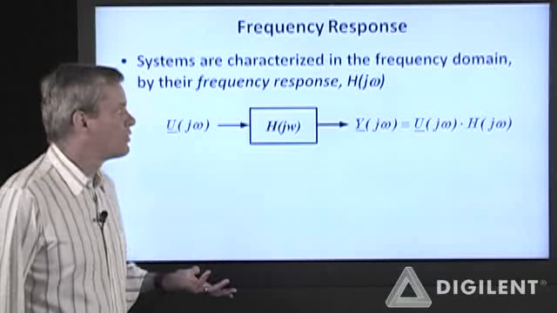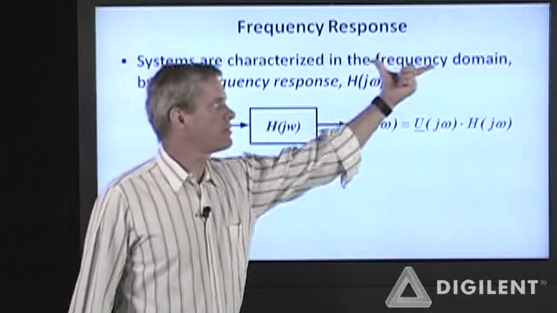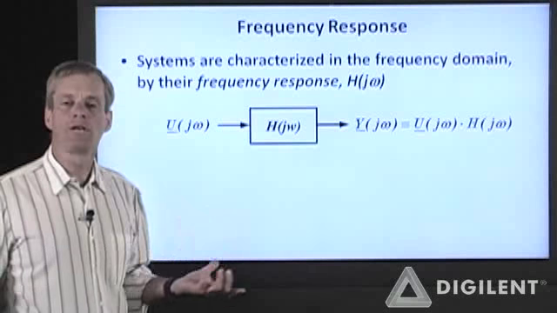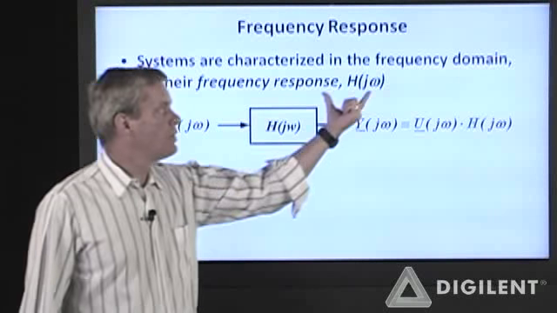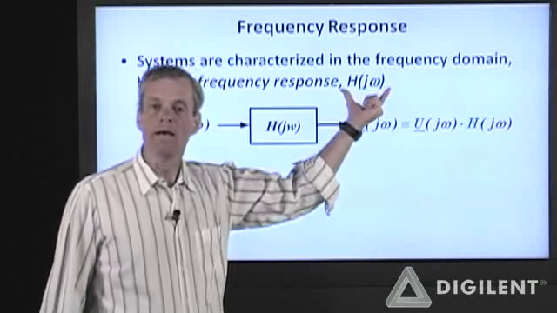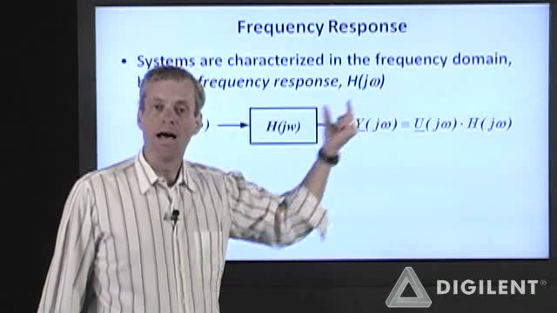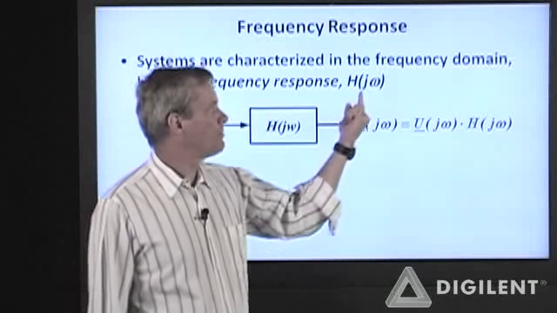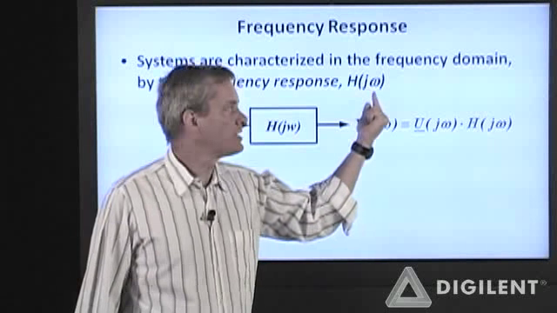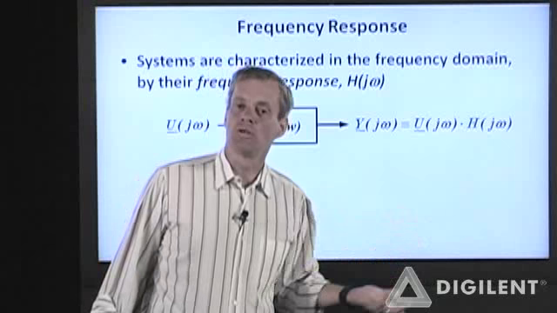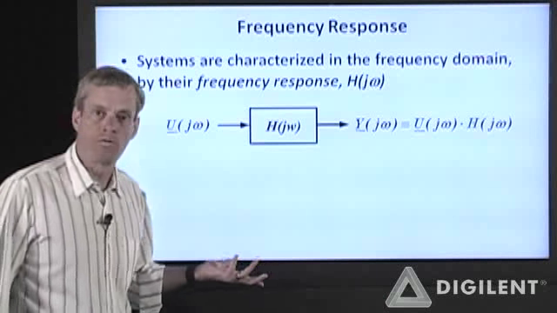Now, in the last lecture, we mentioned that systems are characterized in the frequency domain by what is called their frequency response, which I'll call H of j omega. This is a complex number which is a function of omega. I'm emphasizing that it's a complex number by including the j in the argument. The omega in the argument, of course, merely implies that it's a function of frequency.